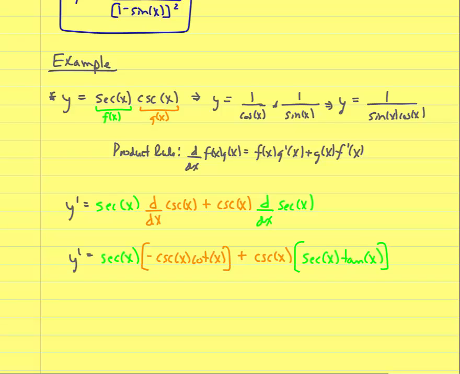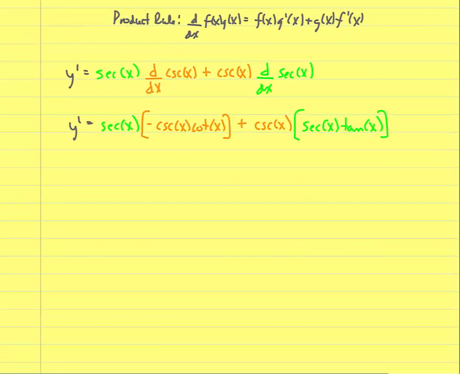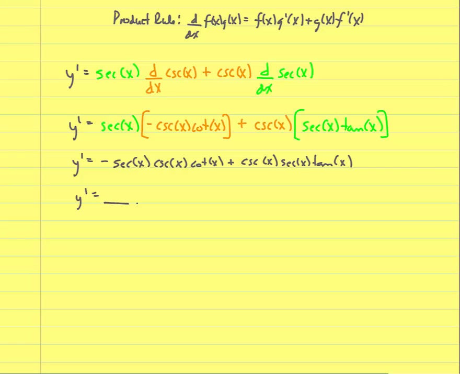And there's my derivative. Now this is not a very usable form. If we wanted to take a second derivative of this, let's say, this would be really difficult to work with. So first of all, let's go ahead and rewrite this and see if we can simplify this at all. I have a negative sign out front, so I have negative secant of x, cosecant of x, cotangent of x, plus I have a cosecant of x, secant x, tangent x. Now I see that we have a cosecant that's common. I could factor that out if I wanted, but I don't see that it would really be beneficial. So I'm going to rewrite everything in terms of sines and cosines.